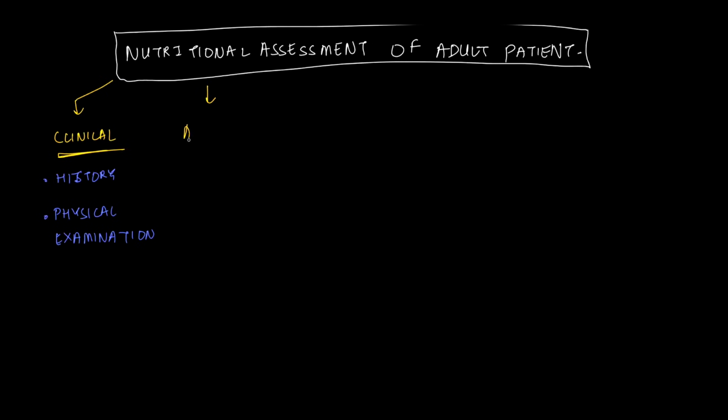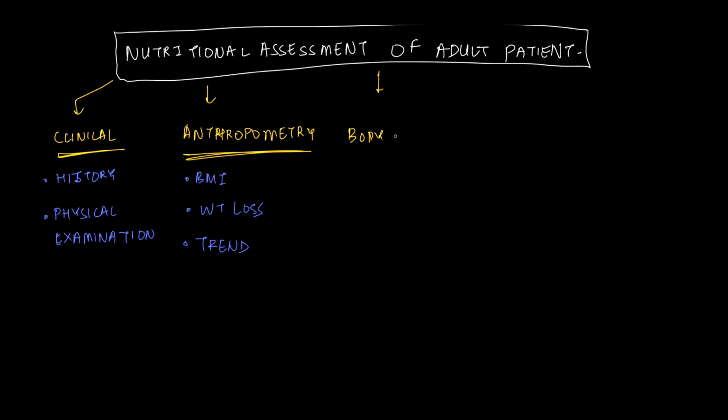Next, we can go ahead with anthropometry, wherein we assess the BMI of the patient, the unintentional recent weight loss, and the trend in the weight, whether the patient is gaining weight or losing weight or has been stable throughout. Body composition. We can assess this via mid arm upper circumference and skin fold thickness.